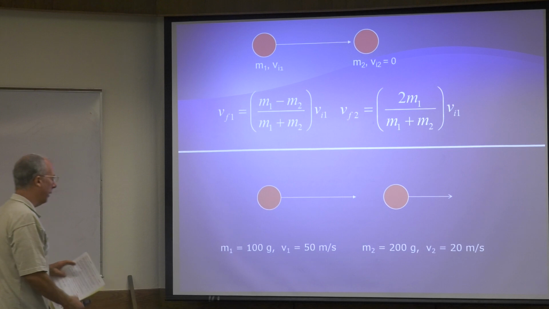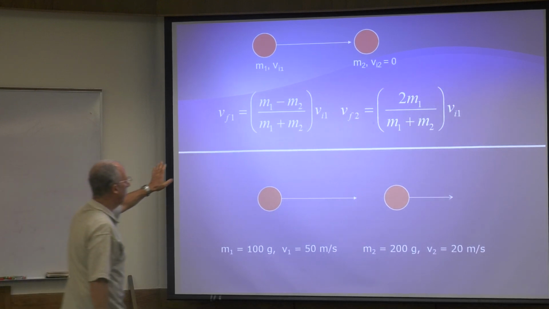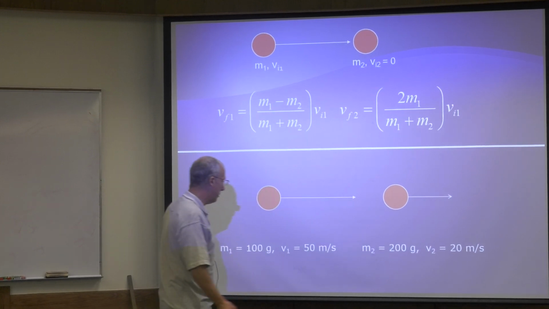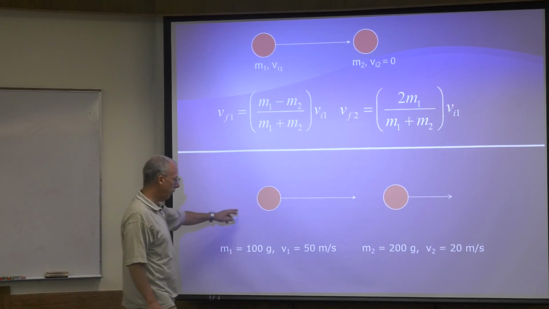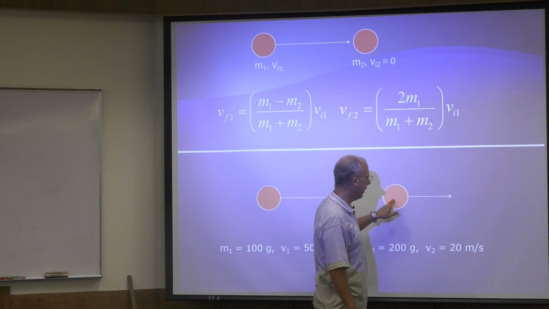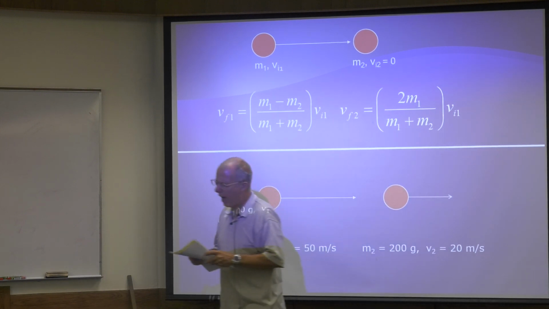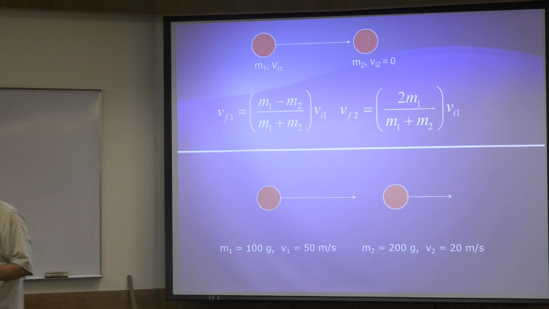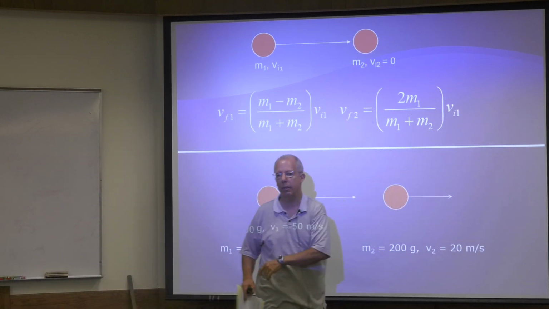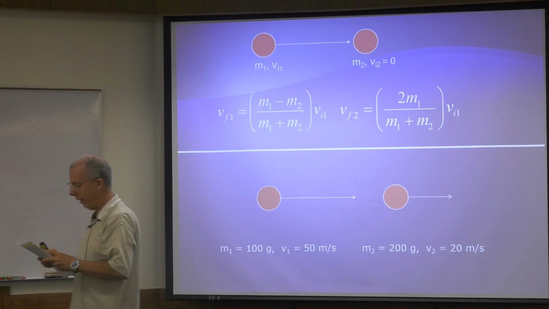So here's a question for you. We have these wonderful equations when m2 is at rest, but now I have a situation where m1 is moving at 50 meters per second and v2 is not at rest. It's moving at 20 meters per second. Well, I don't feel like writing conservation of kinetic energy, conservation of momentum, doing a whole bunch of algebra. I want to be smart. I just want to use these equations. So how can I do that?